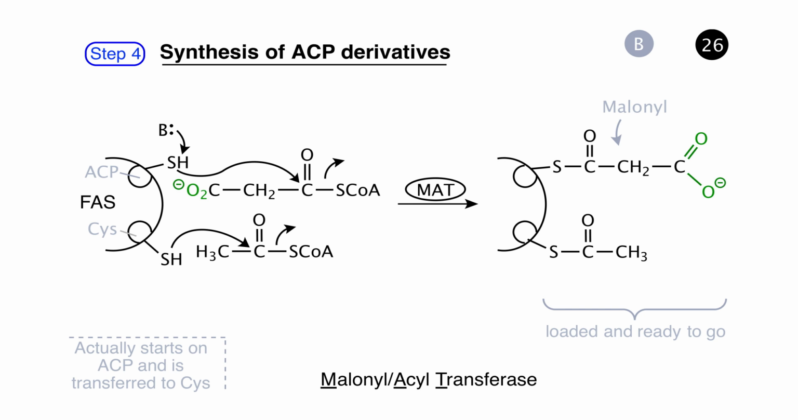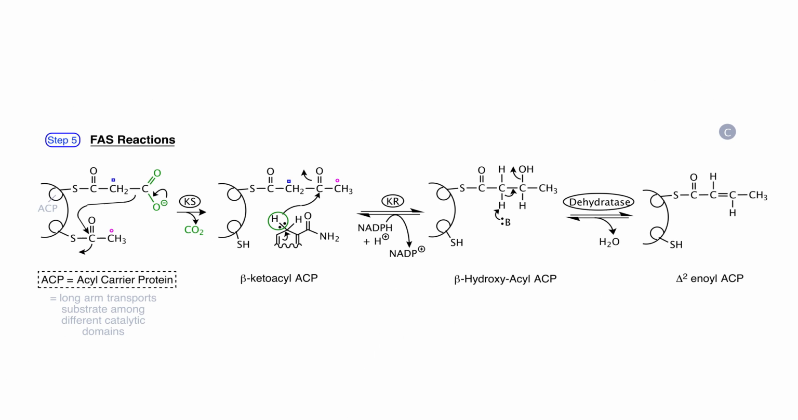At this point, we have a malonyl group at the, let's call it, northern domain of the fatty acid synthase as I've drawn it, and an acetyl group at what I'll call the southern domain. Let's look at panel C. At this point, the fatty acid synthase is fully primed. That is, it is loaded with a malonyl group and an acetyl group. Now we can start doing some chemistry to join these two groups together.